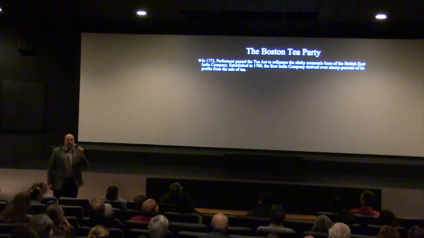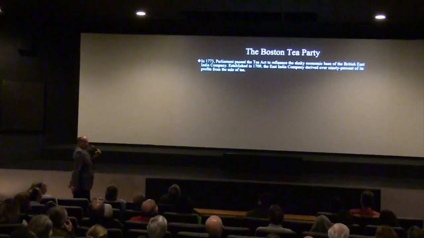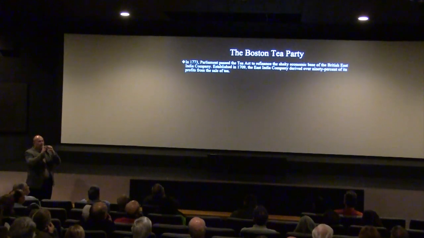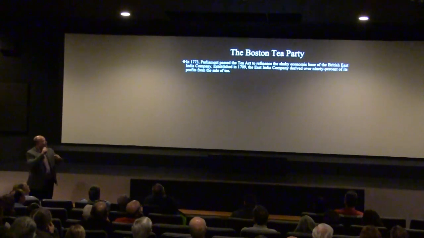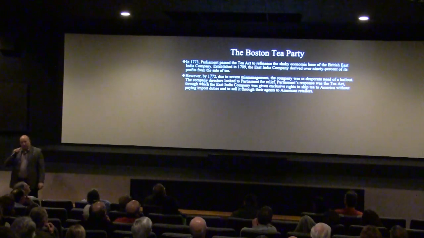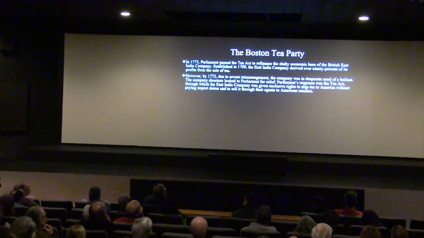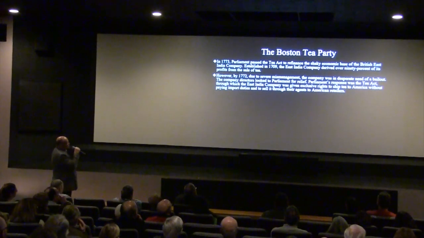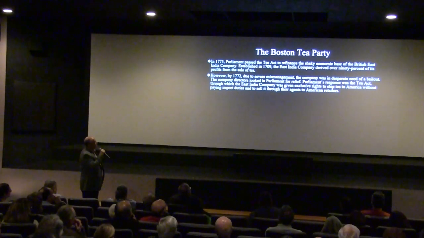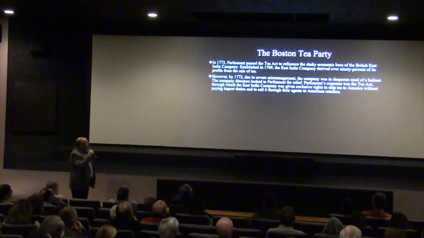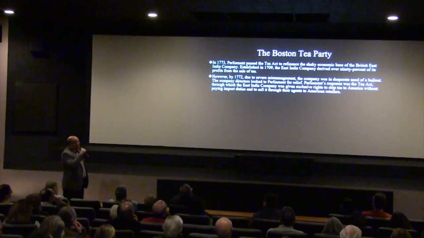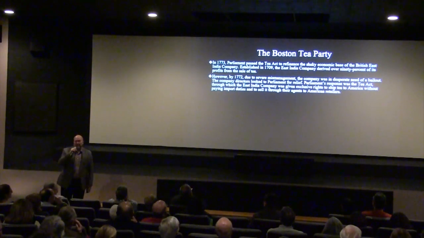Did you ever hear the phrase, history repeats itself? This is it. The East India Company at this time derived 90% of its resources from tea. By 1772, as a result of severe mismanagement, the company was in desperate need of a bailout. So who do you go to when you're a big corporation and you need a bailout? The government. Company directors went to Parliament for relief, and as a result they passed the Tea Act, which gave the East India Company exclusive rights to ship tea to America without paying import duties and to sell it to designated agents.